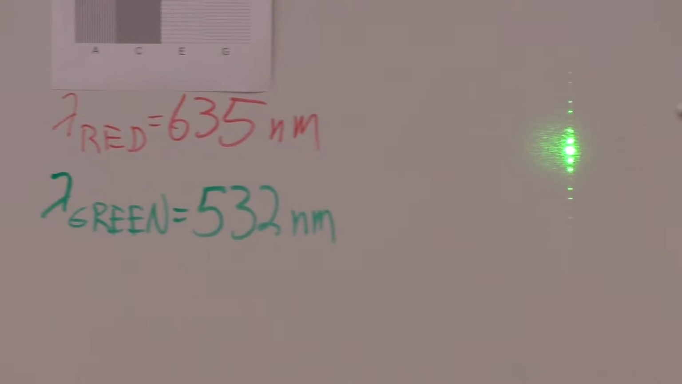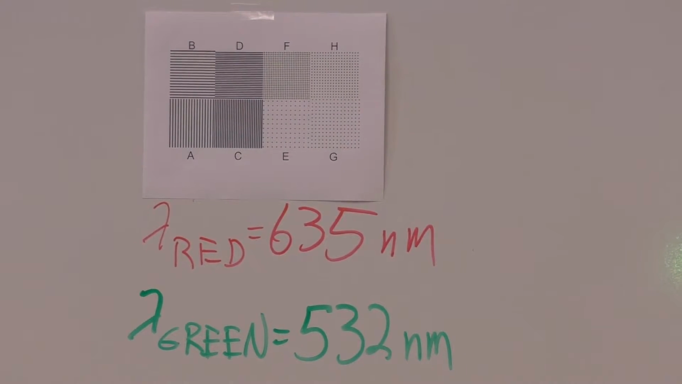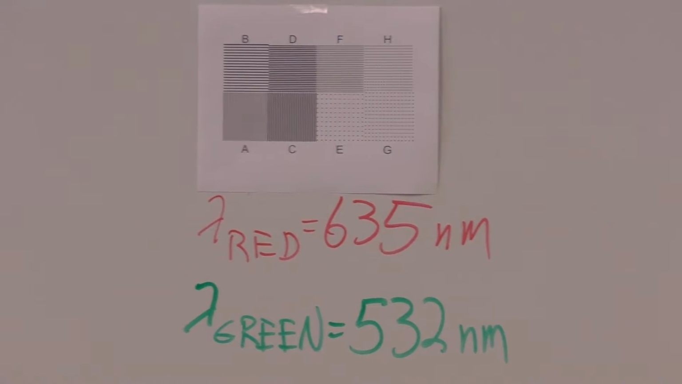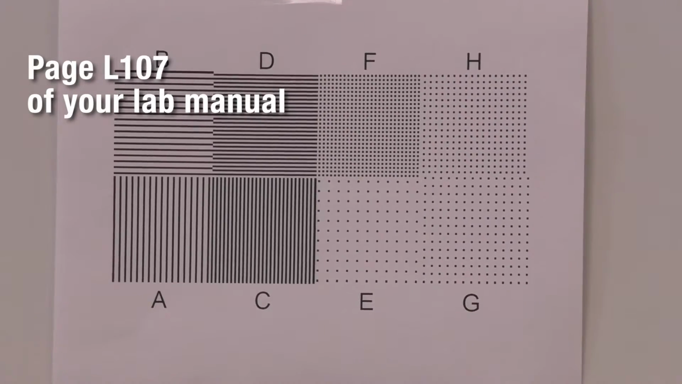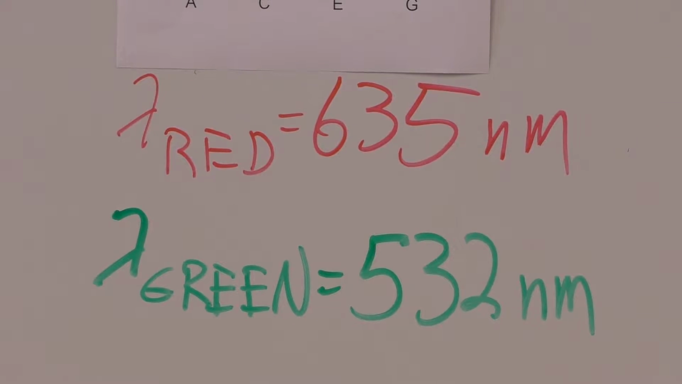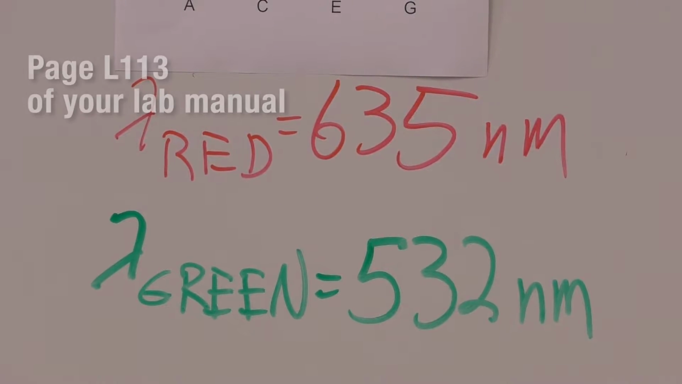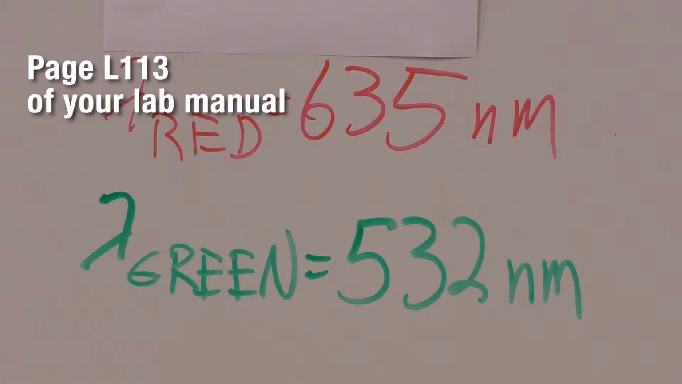So let's look over here, and you can see that there's a reproduced image of the different patterns that are actually on that slide, and that's in your lab manual. And then one of the things you have to record is the wavelength of red and green laser light that we'll use throughout this experiment. So put that in your data table.